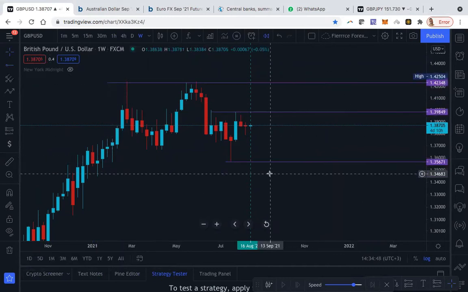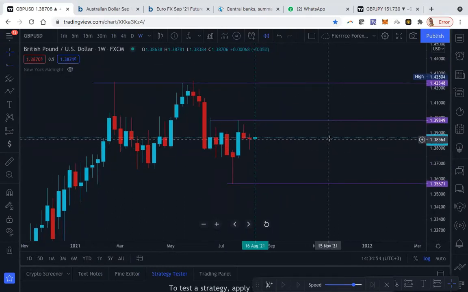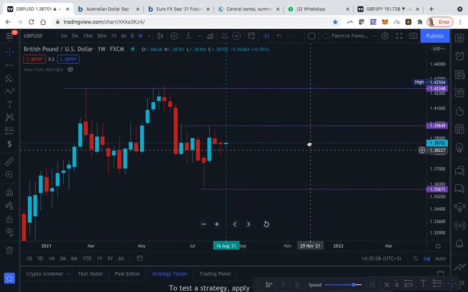So I'm just looking at potential areas of liquidity. Remember, we're on the weekly. So I usually go from the weekly to the daily to the 1 hour. Okay. And then if I want to look at really fine entries, I go to the 5 minutes. So that's my process.